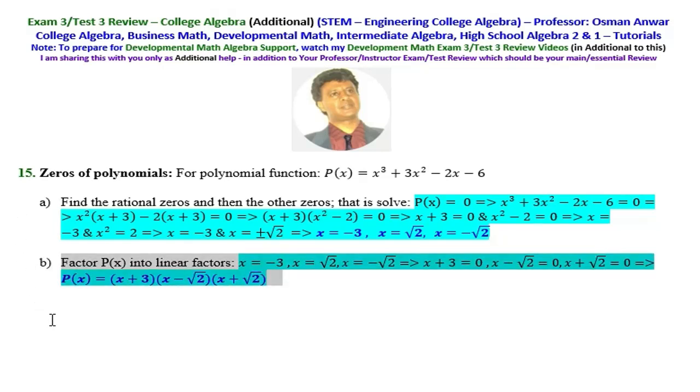B, factor p of x into linear factors. That means x equals minus 3, x equals square root of 2, x equals minus square root of 2. That means x plus 3 equals 0, x minus square root of 2 equals 0, x plus square root of 2 equals 0. That means p of x equals, those are the factors, x plus 3 times x minus square root of 2 times x plus square root of 2. And those are all linear. This is linear, linear, linear. And those are the linear factors.